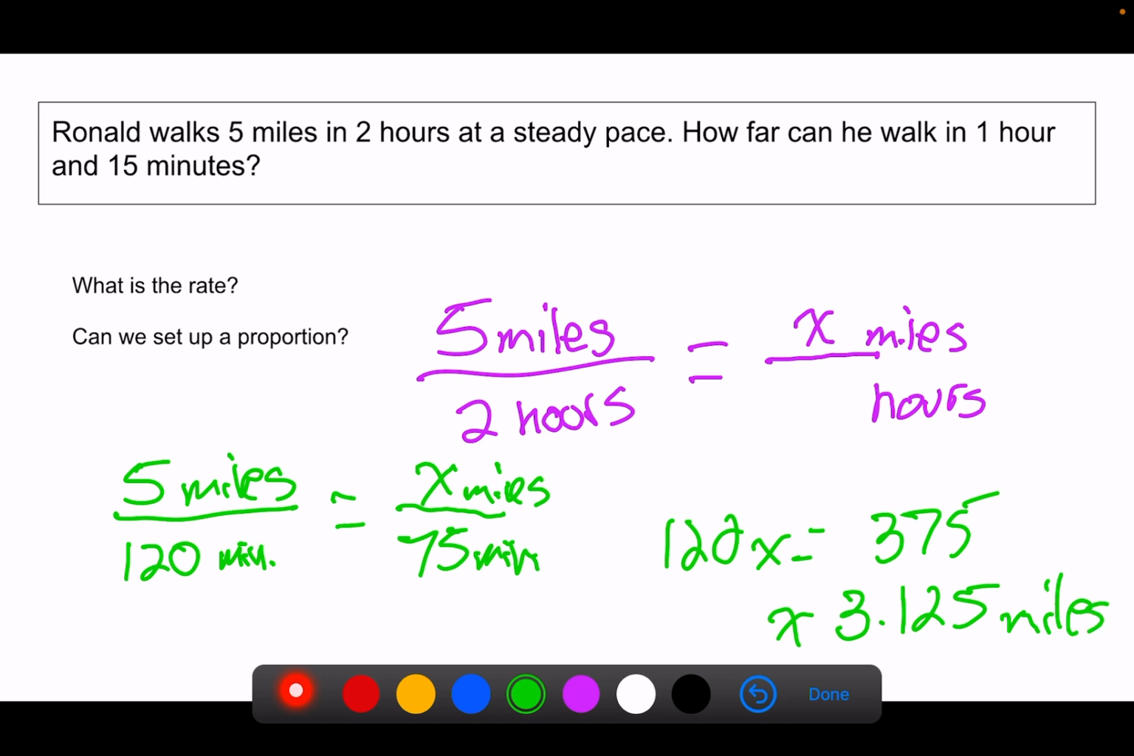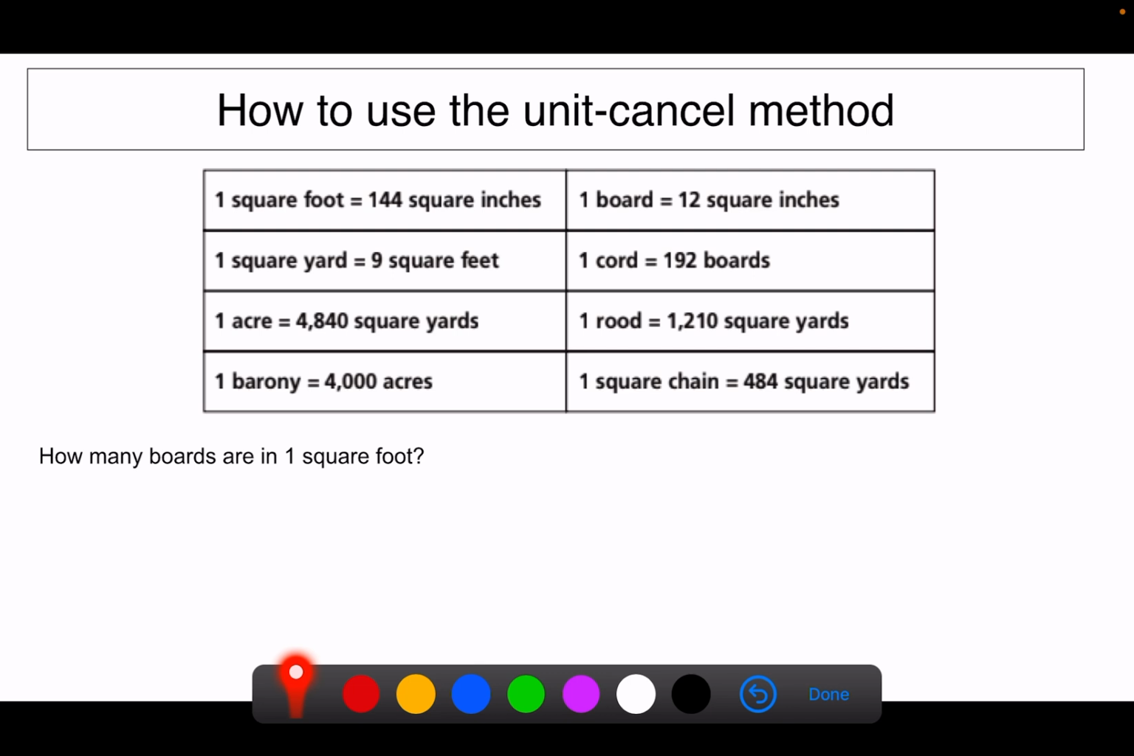Simple. Okay, find the rate. A quick summary here: we find the rate, set up a proportion, and then make sure our units match. If not, we adjust the units and solve the proportion. Now, how to use the unit cancel method. This is similar to a proportion and similar to using rates, but we're going to multiply. Let's look at it here.